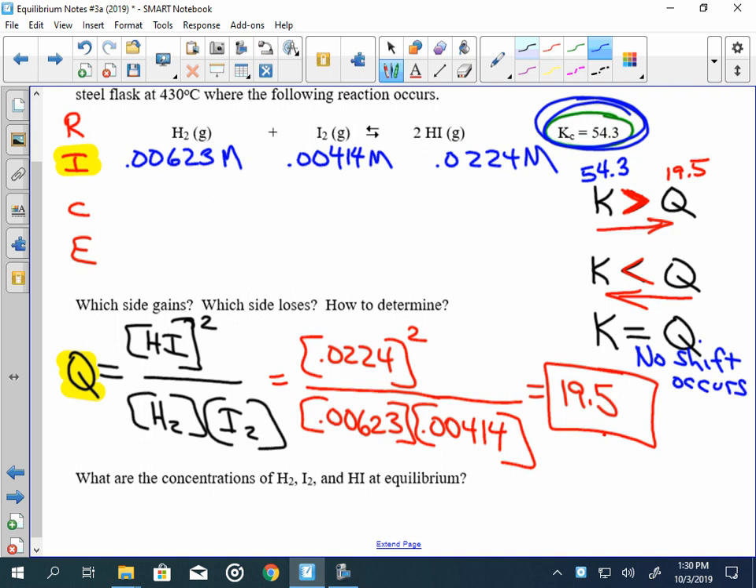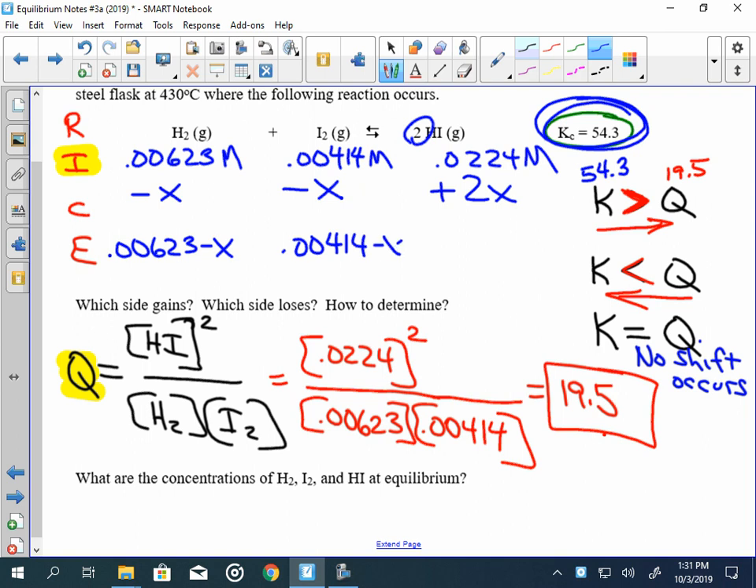So since K is 54.3 and Q is 19.5, oh ho ho, it is easy. The reactants go down by x, and the product is going up by 2x because of that coefficient of 2. Therefore, at equilibrium, we have 0.00623 minus x, 0.00414 minus x, and 0.0224 plus 2x.